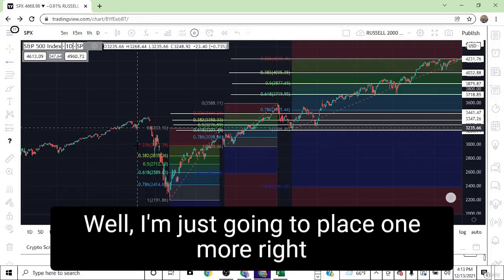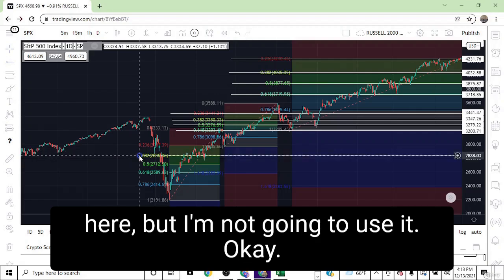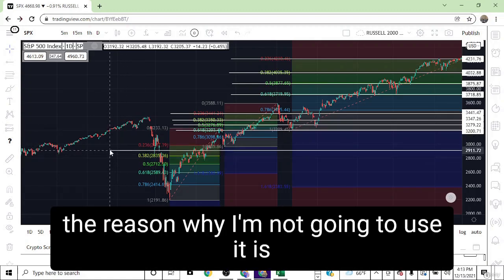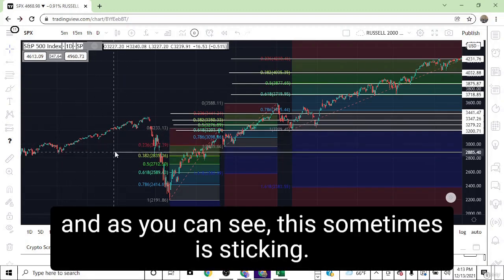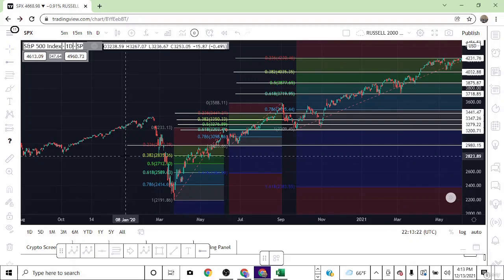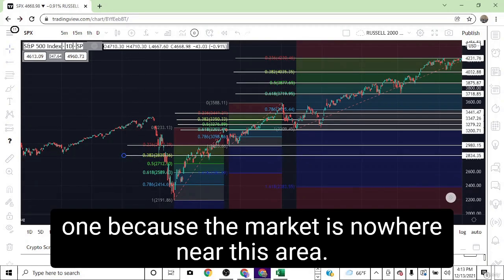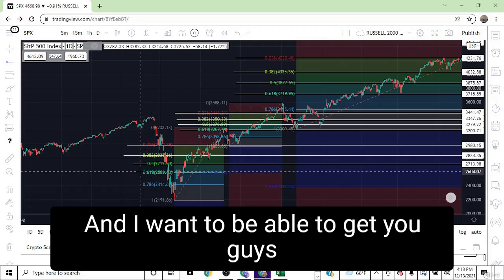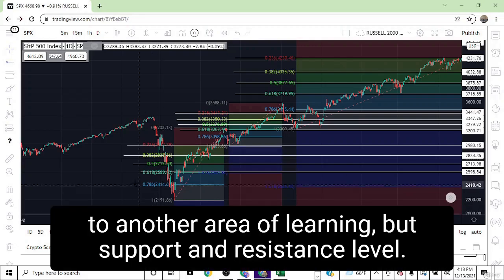Okay, so we're going to finish. Well, I'm just going to place one more right here, but I'm not going to use it. The reason why I'm not going to use it is, as you can see, this sometimes is sticking. Okay, there we go. I really don't want to do this bottom one, because the market is nowhere near this area. Market is way up in the 44s, and I want to be able to get you guys to another area of learning.